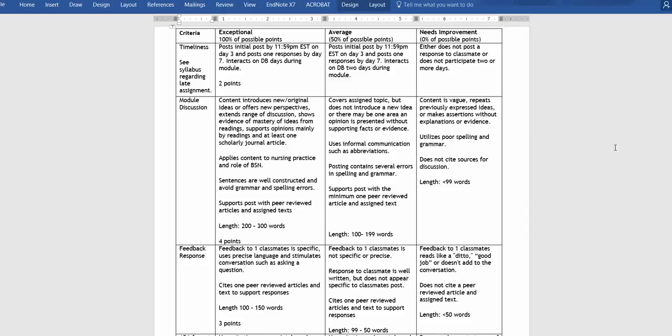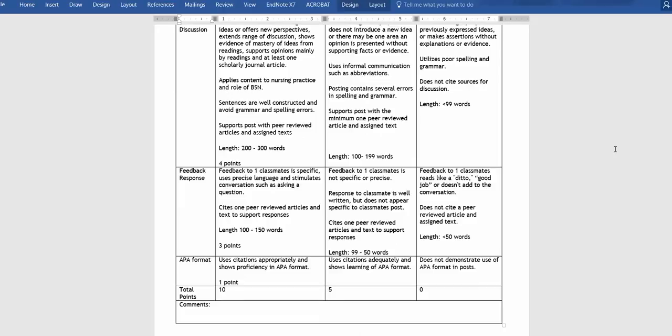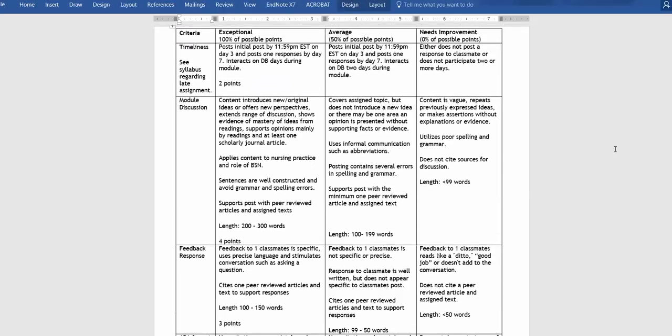And so what we have done is we have criteria on the left, for example, the timeliness, module discussion, how involved you were in that, feedback response to a classmate, and then it's very important that you use APA format, so that's listed as well.